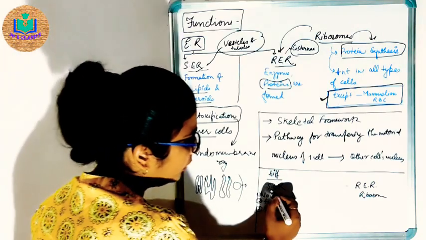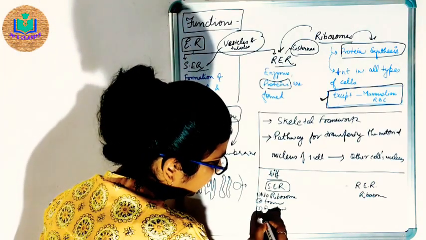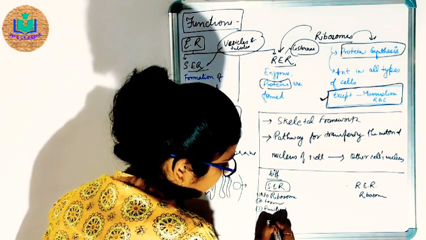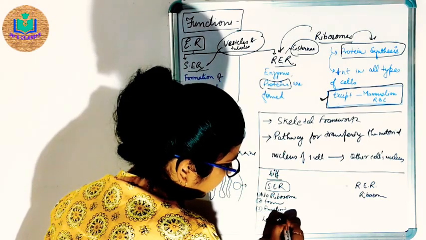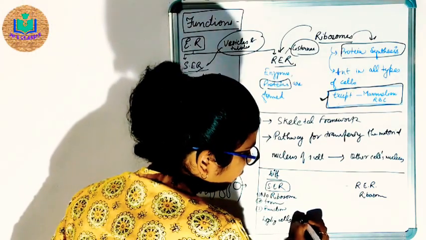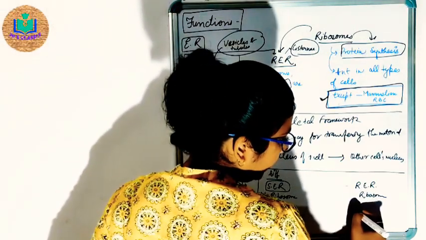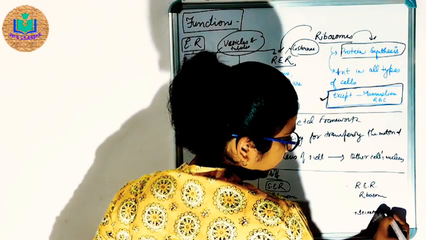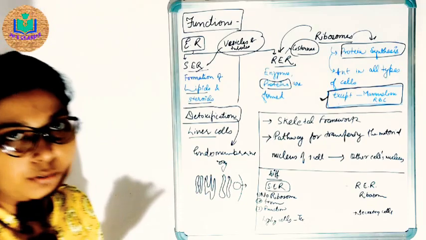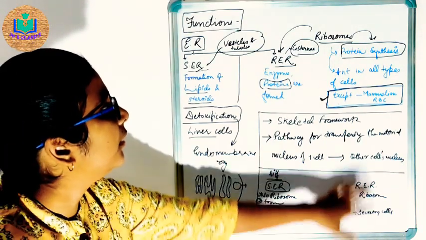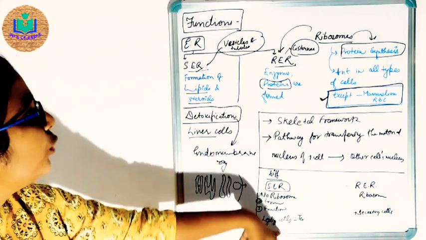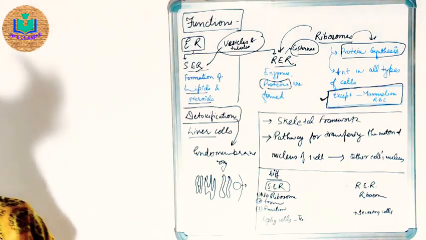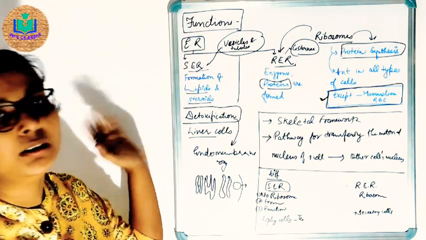Some common examples for the smooth endoplasmic reticulum are in the testis cells, the Leydig cells. Leydig cells produce the testosterone hormone, and these are present in the secretory cells of any organ of the human body, because they secrete the main enzymes. The smooth endoplasmic reticulum generally forms steroids and lipids, so testosterone and these hormones are categorized in the steroid form.